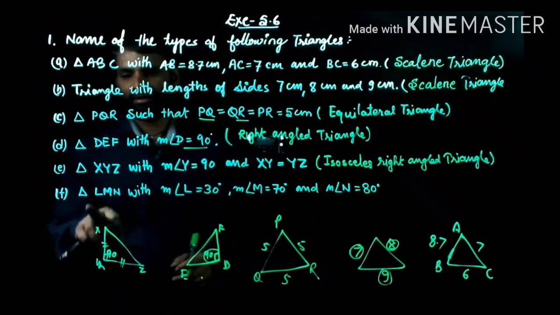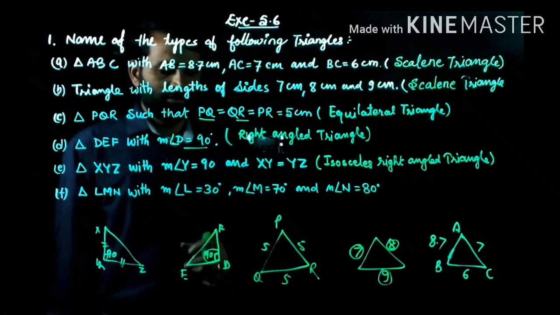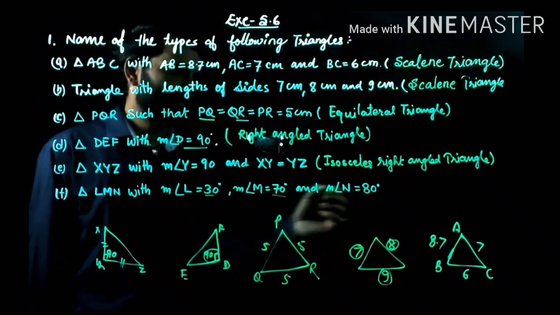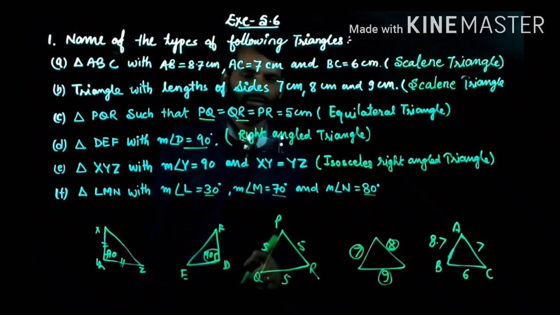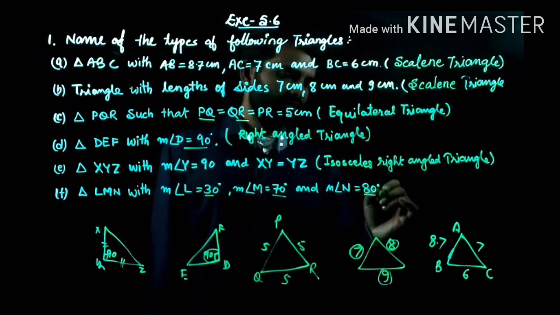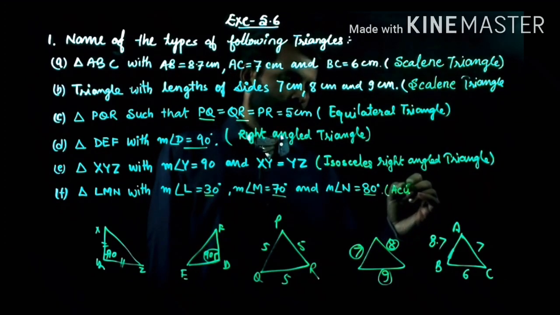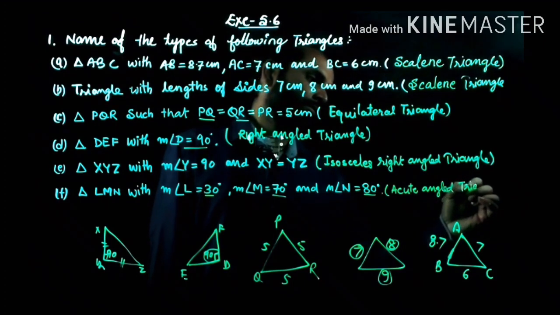And the last triangle is LMN, and the angles are 30, 70 and 90. All three angles are less than 90, so this type is called an acute angle triangle.